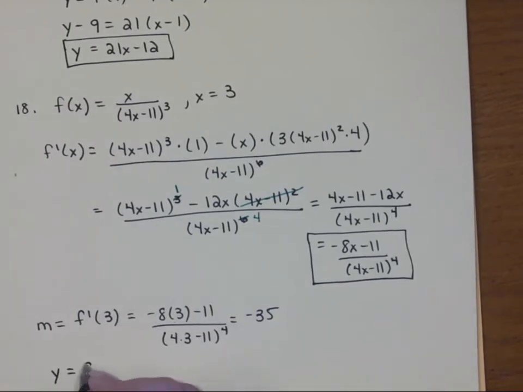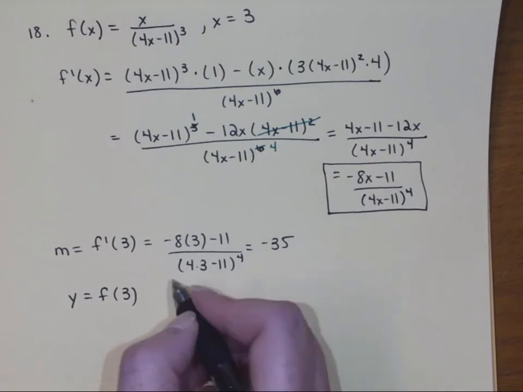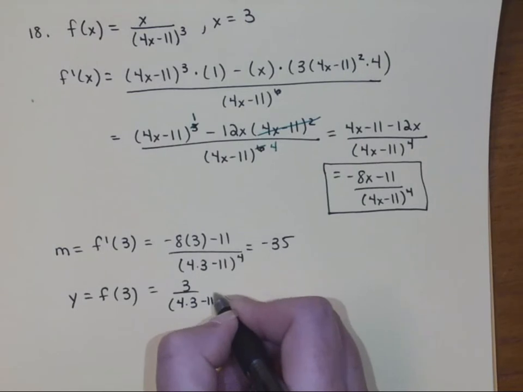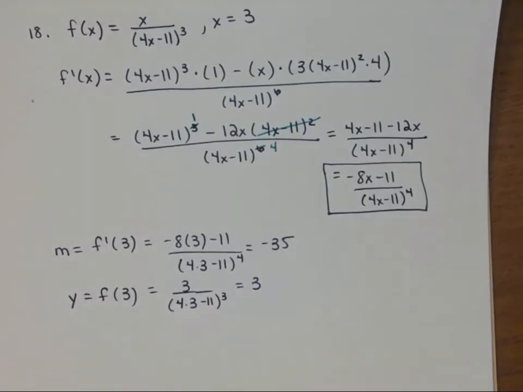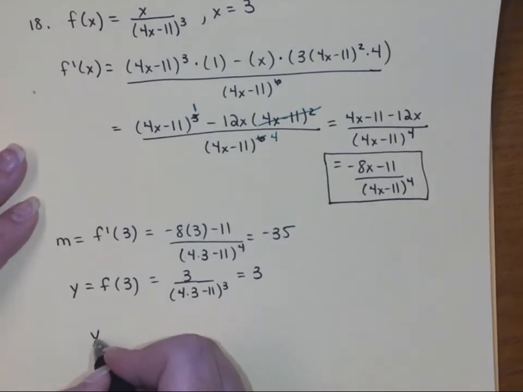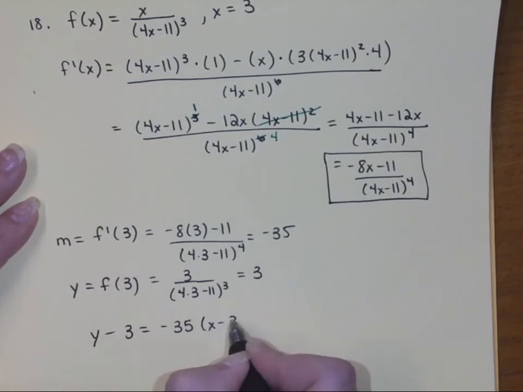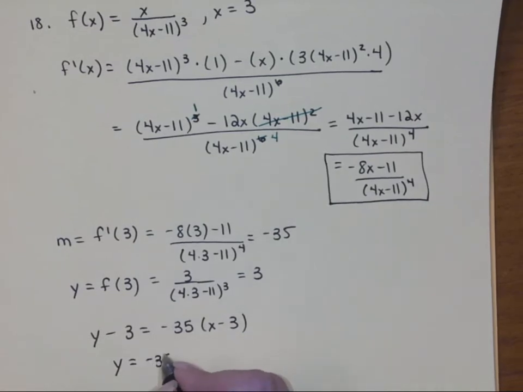Okay, let's find the y, right? We find the y by plugging in the x we were given to the original. So that would be 3 over parentheses 4 times 3 minus 11 cubed. That comes out pleasantly though. You just get 3 over 1 or 3. So again, y minus the y value equals m times x minus the x value. And you will get what's on the key, which is, if you do distributive property, negative 35x plus 108.